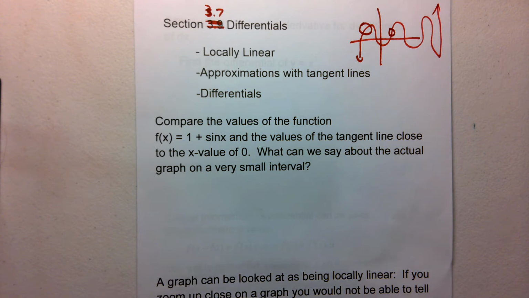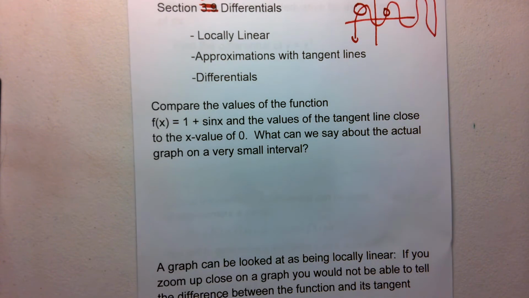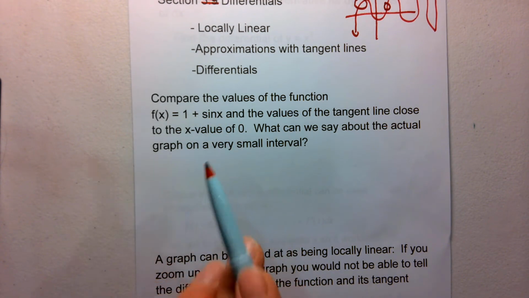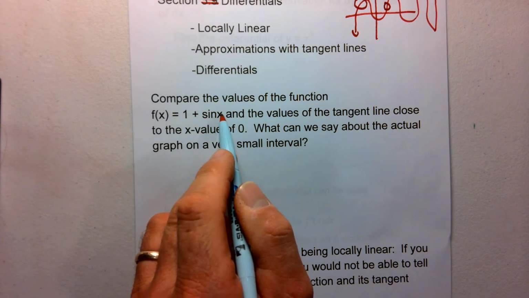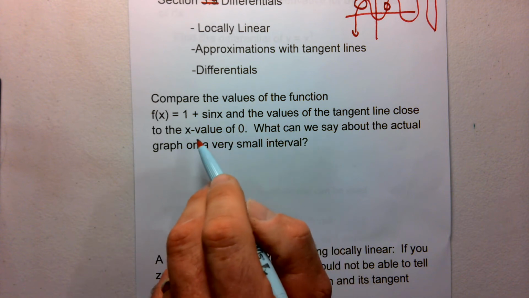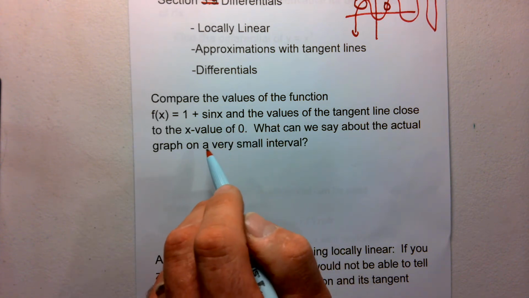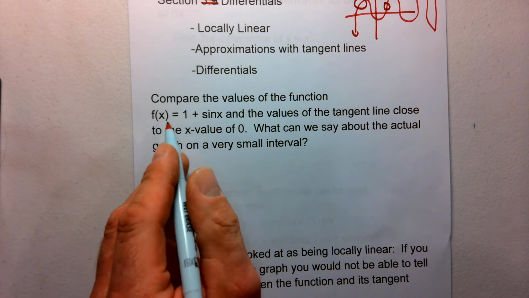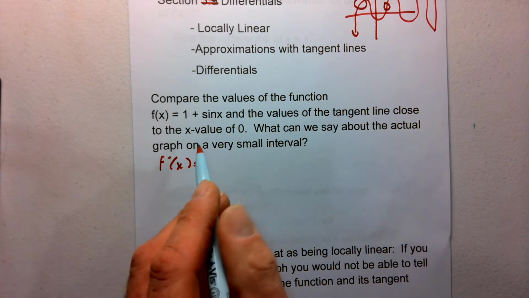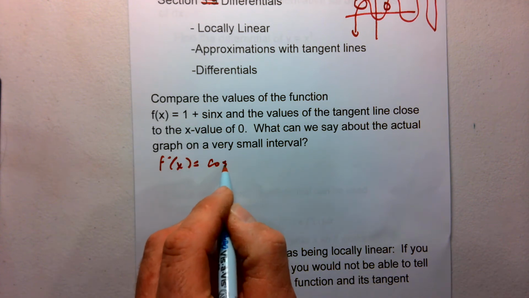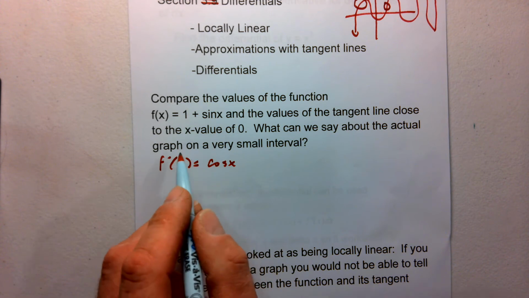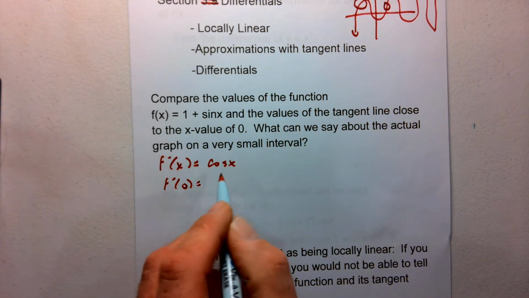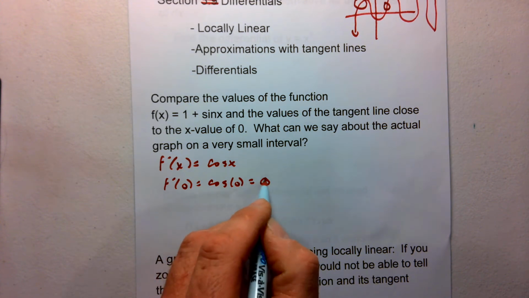Locally linear means that any function is pretty close to a line if that region or interval is very small. So that's the first thing I want to start with today: comparing values of a function. If we give you f of x equals 1 plus the sine of x, and we look at the values of the tangent line close to x equals 0, what do we know about the graph versus that tangent line function? To find the equation of the tangent line, the first thing I have to do is find my first derivative. The first derivative of 1 plus sine of x is just the cosine of x. At x equals 0, my slope is the cosine of 0, which is 1.